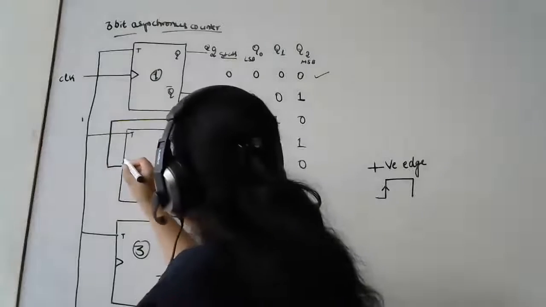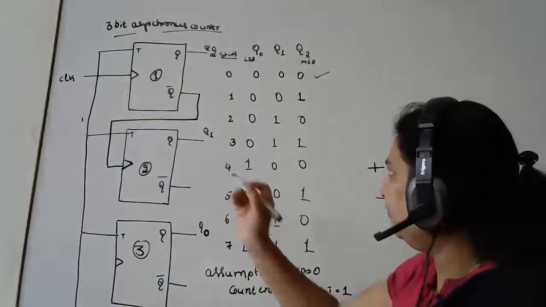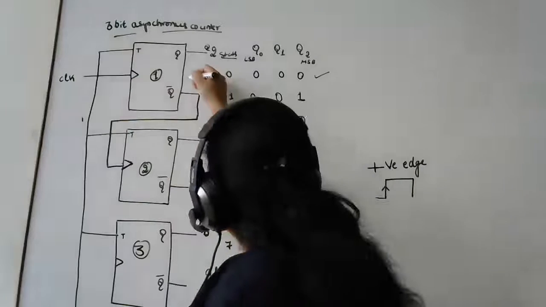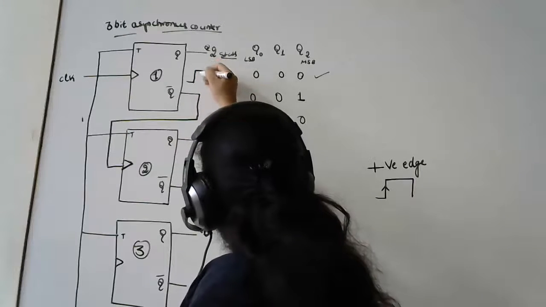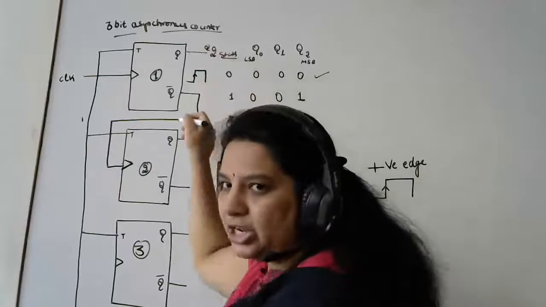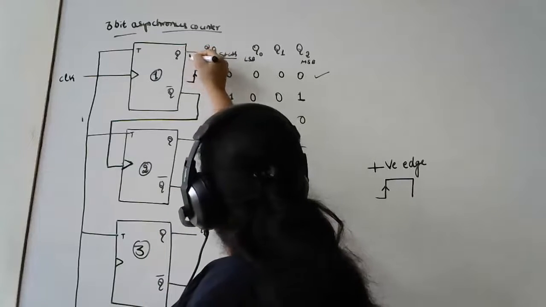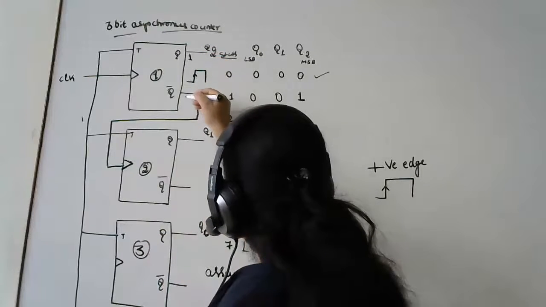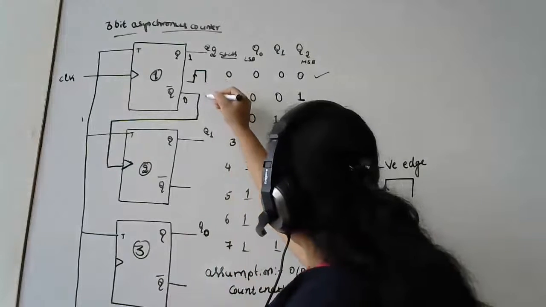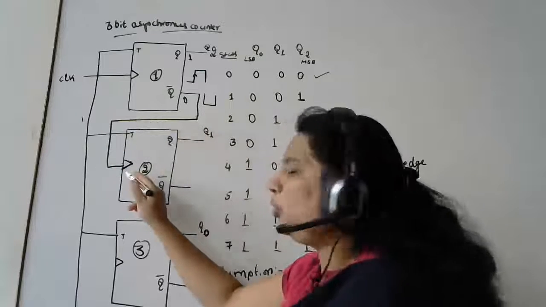When I do that, what happens? When I apply a clock for my first flip-flop, during the positive edge there will be a change in the output, correct? So Q changes from 0 to 1 and Q bar changes to 0. Now it is in the 0 state, and that is fed as an input to the clock.